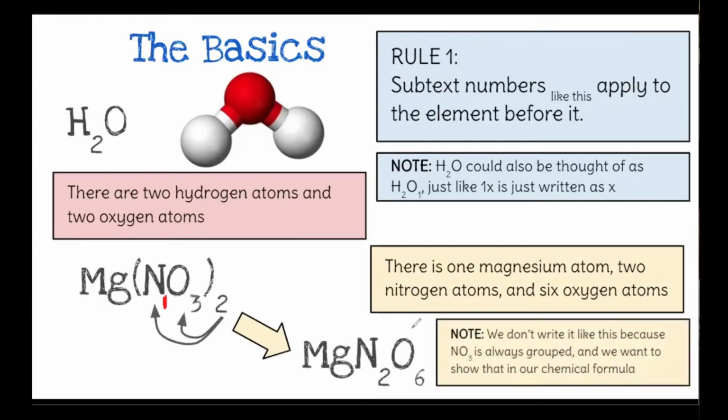We don't write it like this though. So you can write it like that if you're thinking about it and needing to work through something visually, but NO3 is an ion. So we will always find it together, which is why we write it like this, because it's its own singular unit piece. So that's our first rule, is our subtext is going to apply to whatever comes before it. If it's on the outside of parentheses, it applies to everything in the parentheses.